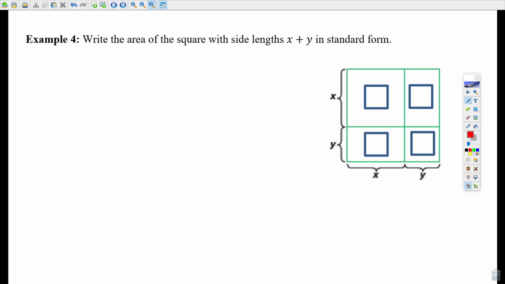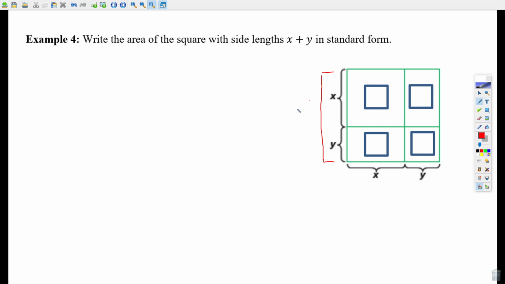Our example 4. Write the area of the square with side lengths x plus y in standard form. Okay, so this is a square. If you think of a square, it's the same dimensions on both sides. We have a certain amount that's an x distance here, and we have a y. So the entire length is x plus y, just like we did with the door. And since it is a square, all the sides have the same length, so this is also x plus y, right?